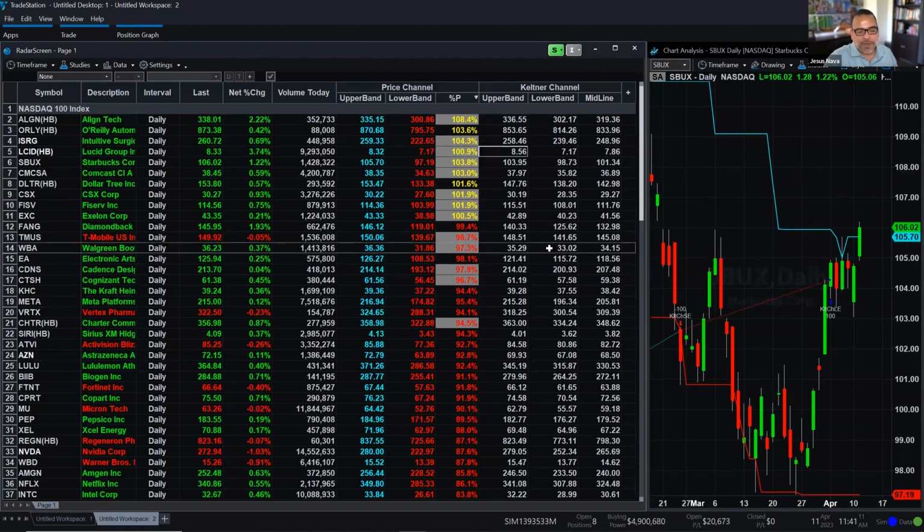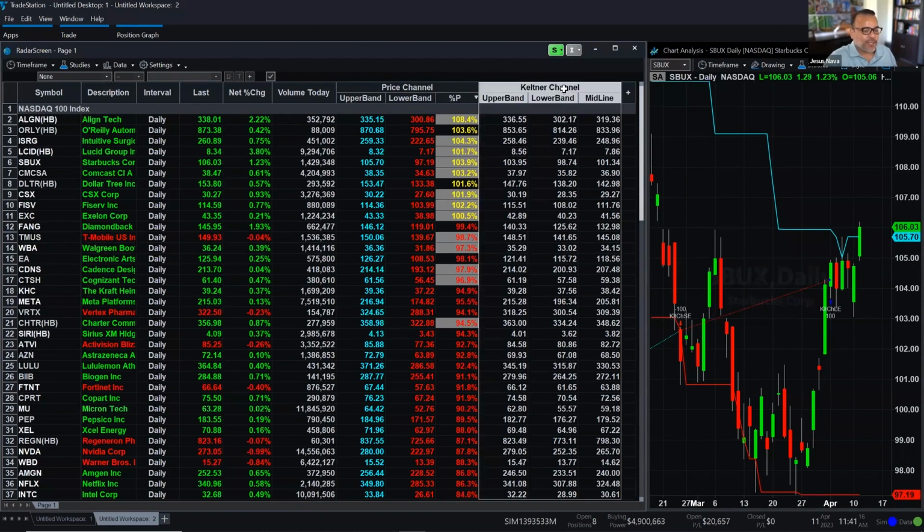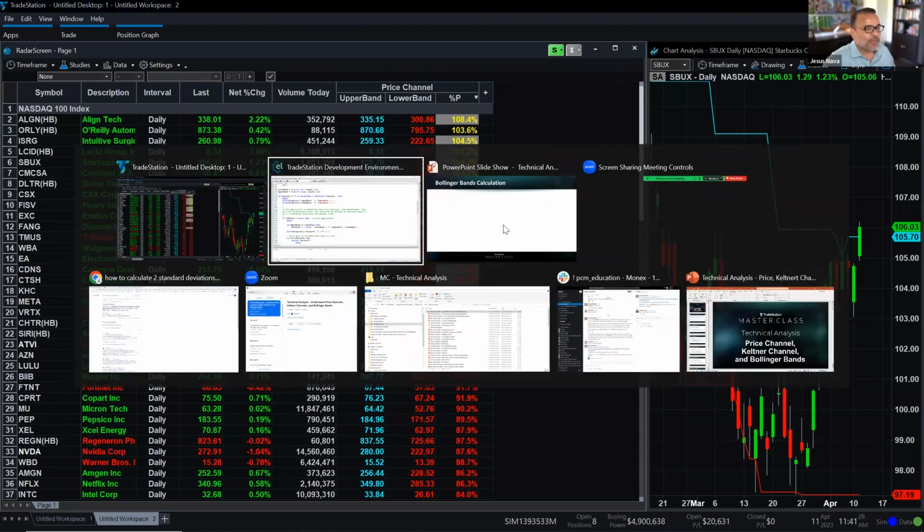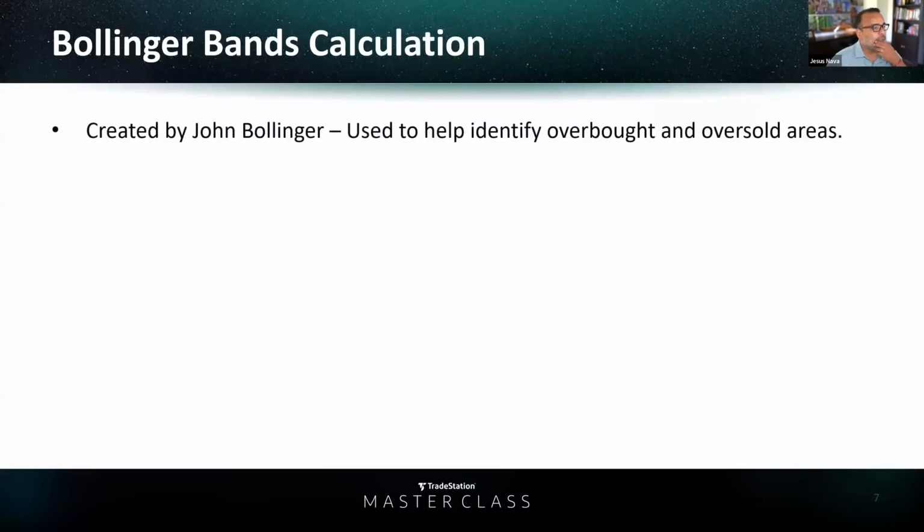So yes, the Keltner channel is not one of those studies that has that. In fact, it hasn't been modified for RadarScreen. You just see the upper band, lower band, and midline. So for RadarScreen, I would bring in calculations like the percent P because it gives you more useful data than just the straight values. Let's go here and talk a little bit about Bollinger Bands. So let me go here to my PowerPoint.